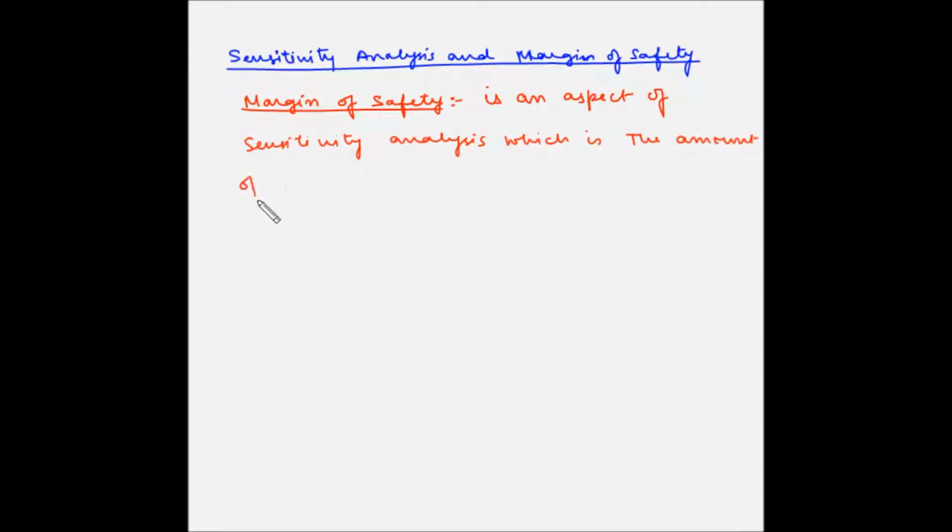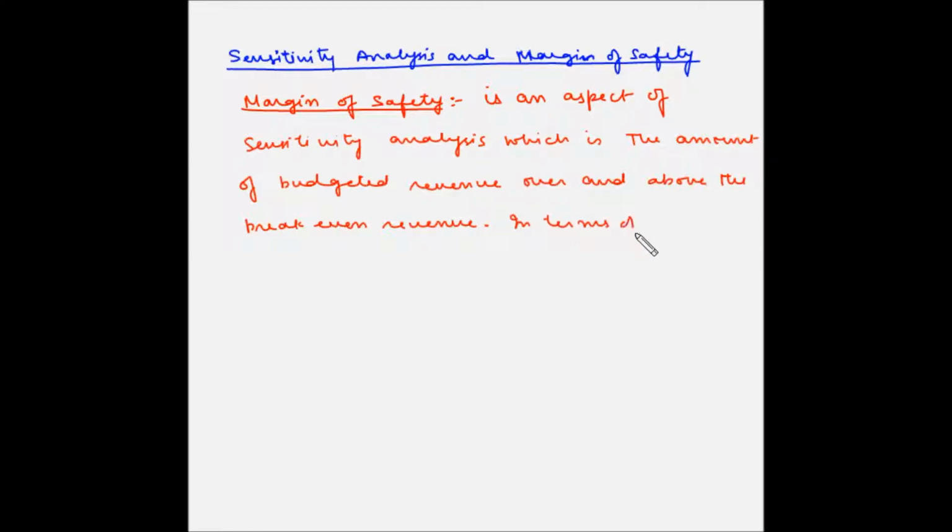Amount of budgeted revenue over and above the break-even revenue. And in terms of number of units, it is the sales quantity minus the break-even quantity.